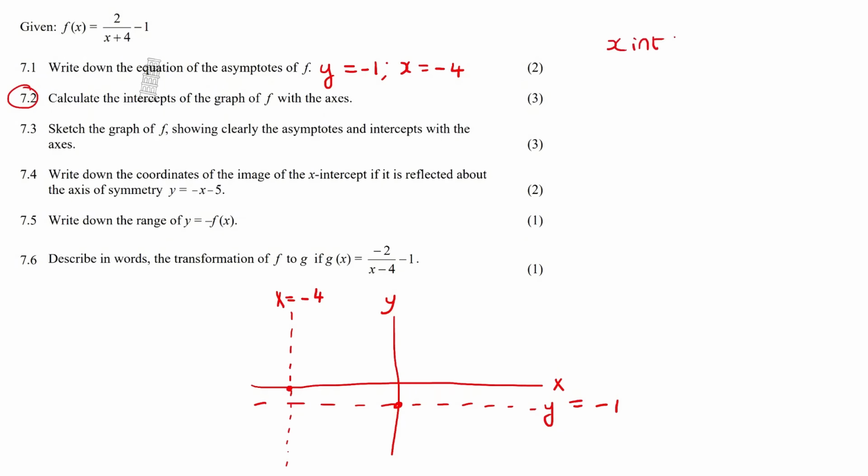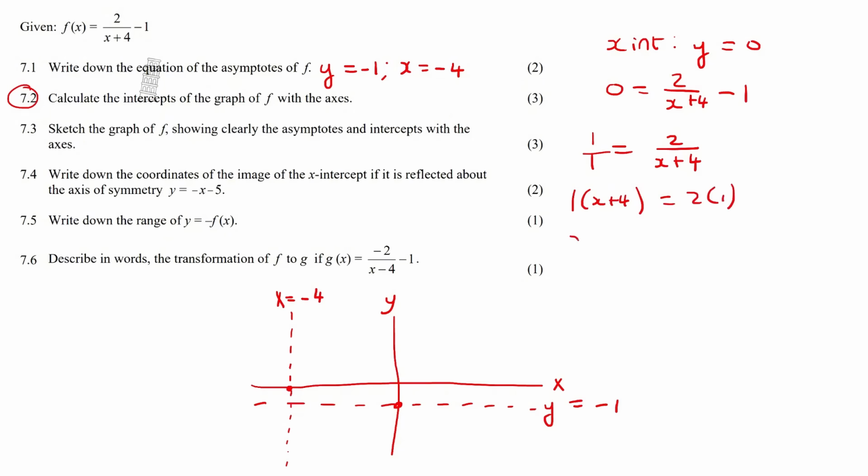To find the x-intercept, you make y 0. So you're going to say 0 equals 2 over x plus 4, take away 1. I'm going to take the 1 over to the other side. And then you can imagine that it's 1 over 1, and then you can just do cross multiplication. And so you end up with 1 multiplied by x plus 4 on the left, and 2 multiplied by 1 on the right. So it becomes x plus 4 equals 2, and so x is going to be 2 minus 4, which is -2.